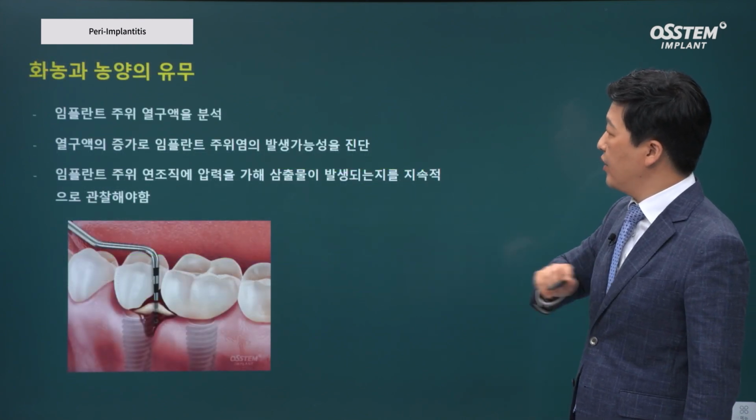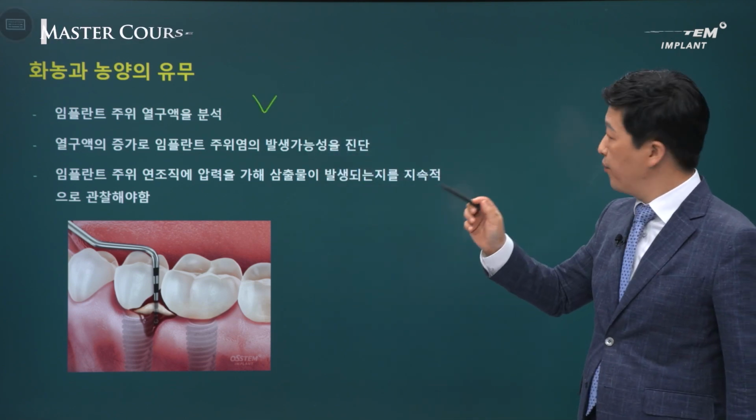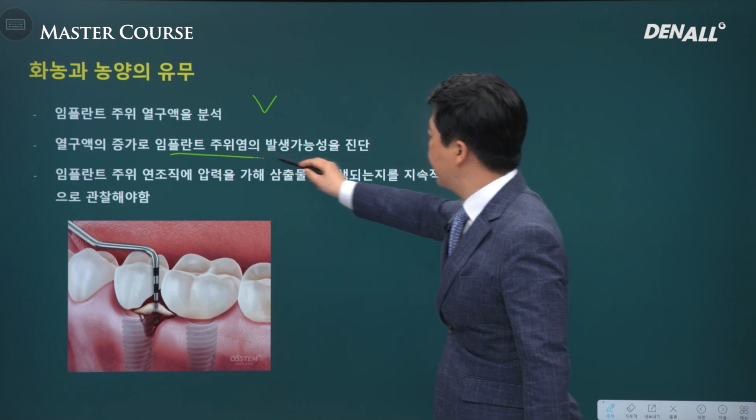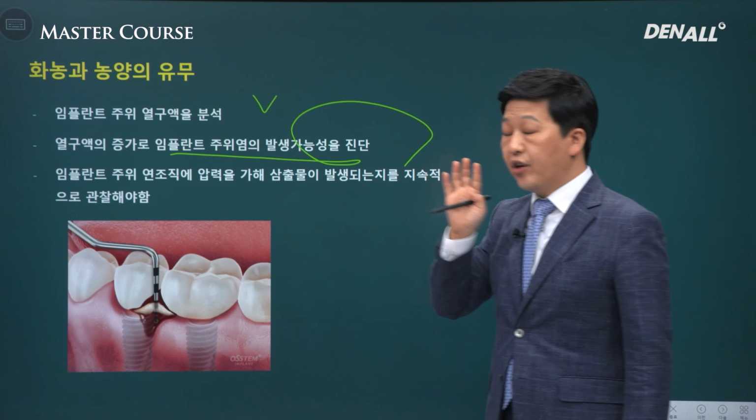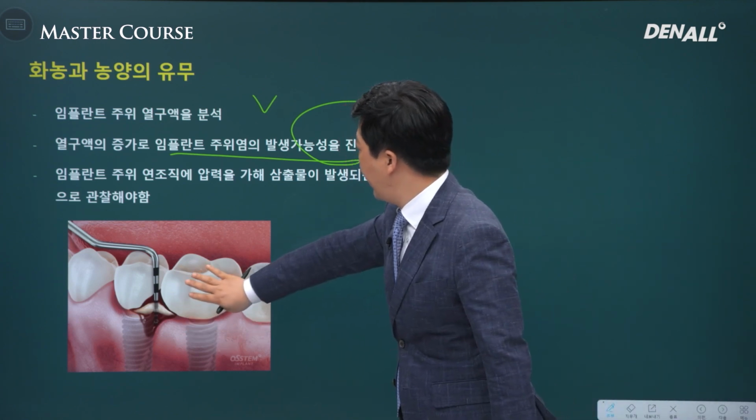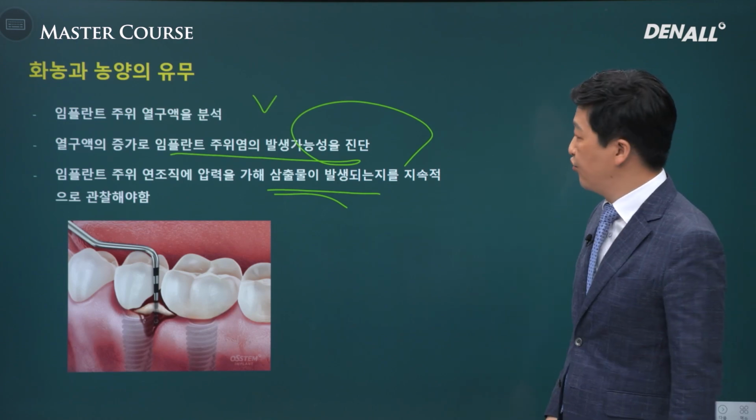You need to check whether there is any abscess and suppuration around the implant, and you need to check the sulcus fluid around the implant. If this increases, we can make assumptions of peri-implantitis. Once pressure is applied, we need to check whether there is exudate. This needs to be continuously checked.